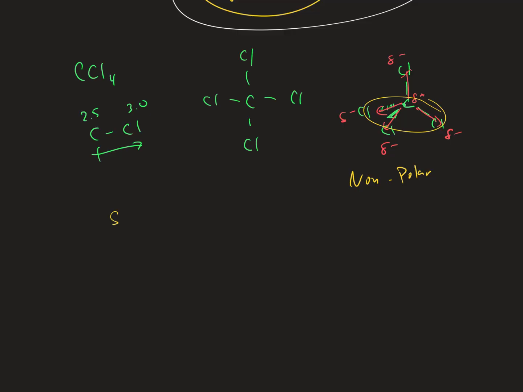So an example of CS2. What's the electronegativity difference between carbon and sulfur? None. Zero difference. Is it zero exactly? No, is that what it says? 2.5 and 2.5? Okay.